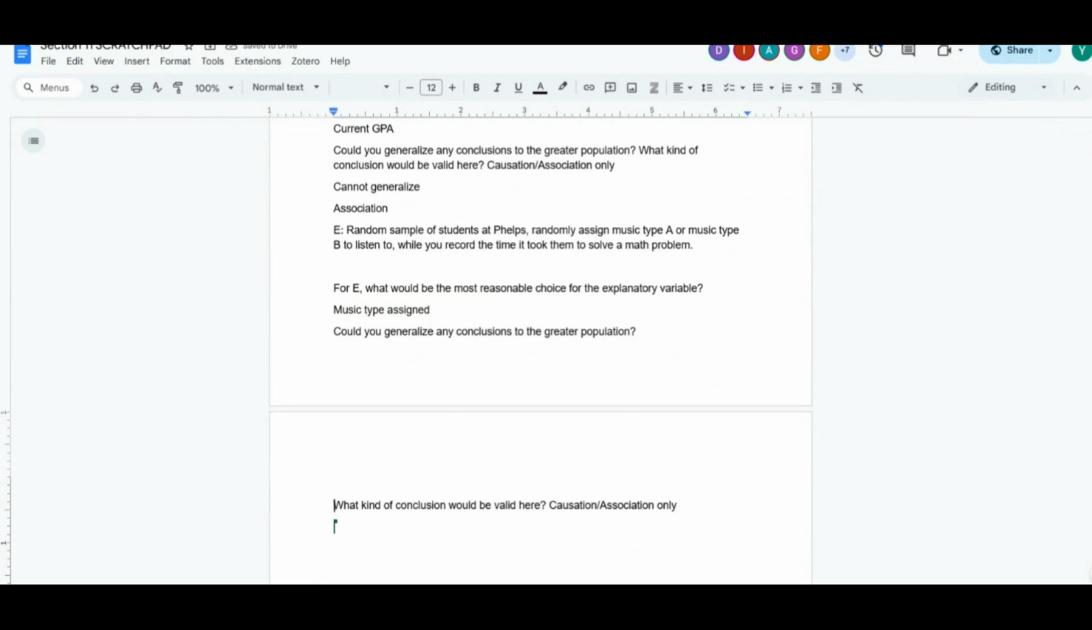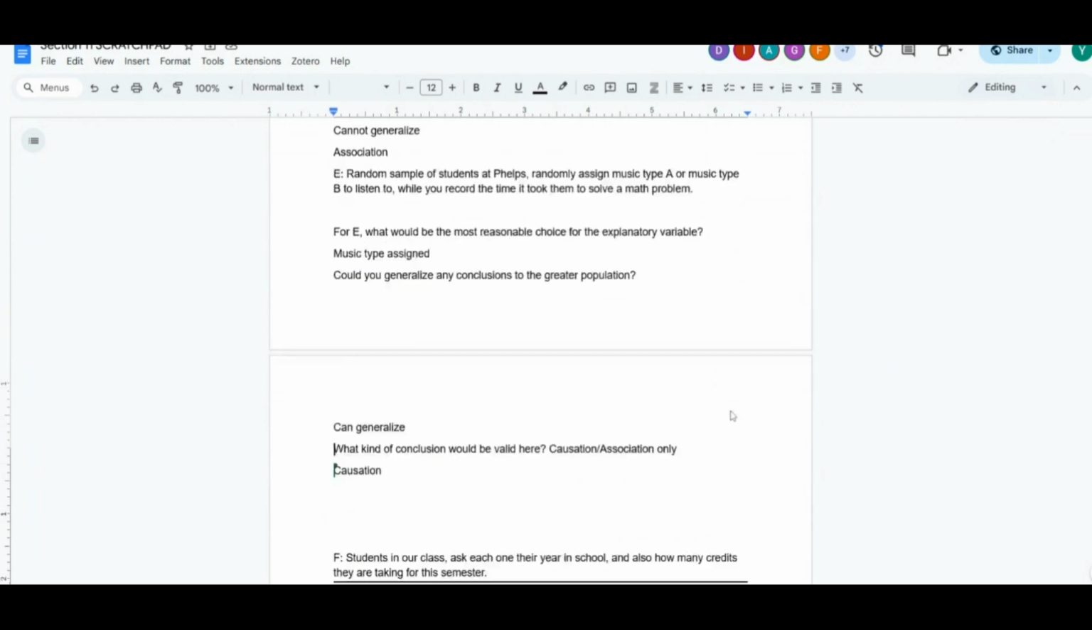Can you generalize in this music study? You can generalize because you're told you have a random sample. What kind of conclusion can you make? Can you make a causation? Let's say one kind of music is linked to, I don't know, getting the answer faster or whatever metric you are imposing on your study. You can make a causation. The music is responsible for that. Suppose experiment. You get it? Very good. Last one, F.